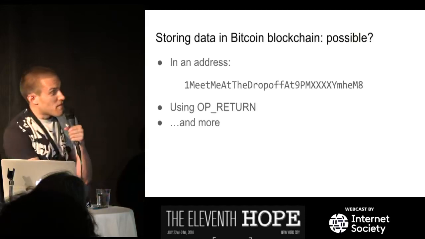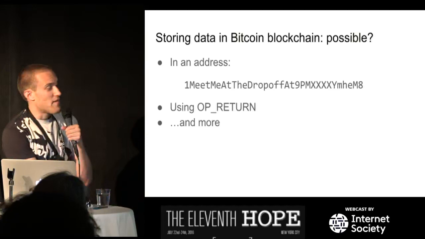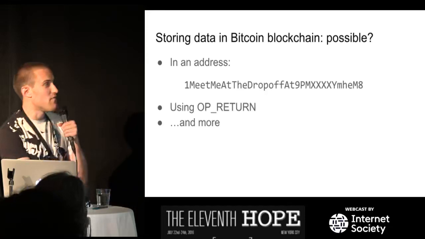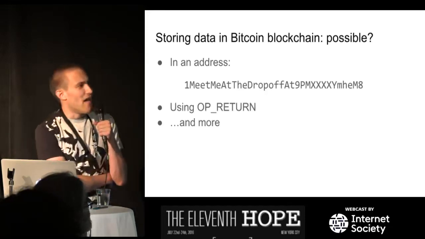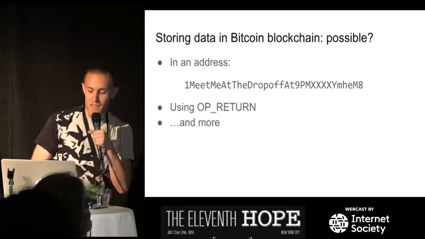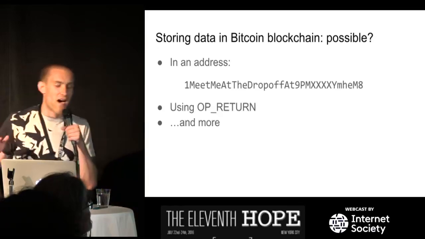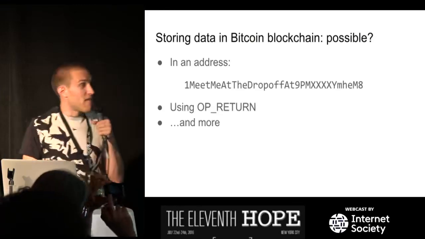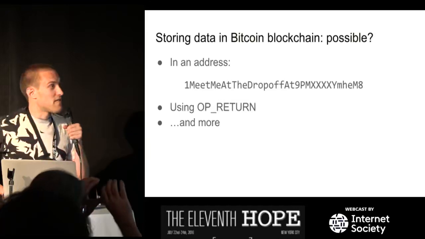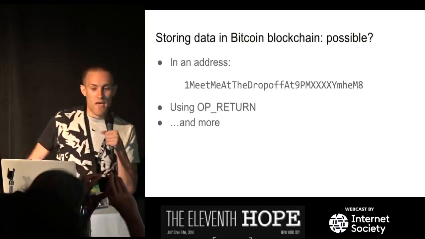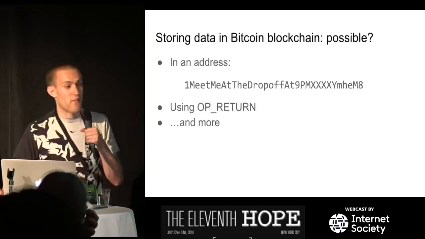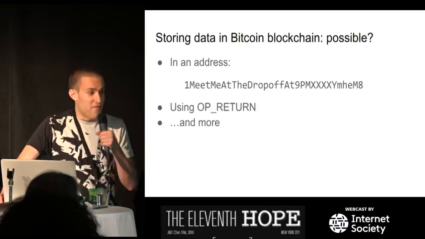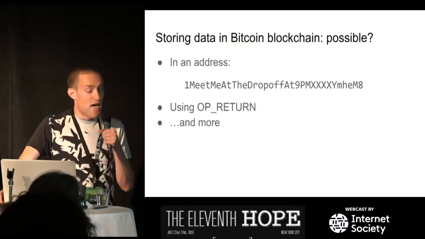So I've shown up here an example of how to do that in a human-readable way. This is a valid Bitcoin address. It says, "1 meet me at the drop-off at 9 p.m. XXXSYMHEM8." So obviously, I've hidden some sort of non-financial message inside of this Bitcoin address. So by sending Bitcoins to an address like this one, you can encode information inside of the Bitcoin blockchain. As you might guess, this is not a particularly efficient way to encode that information.